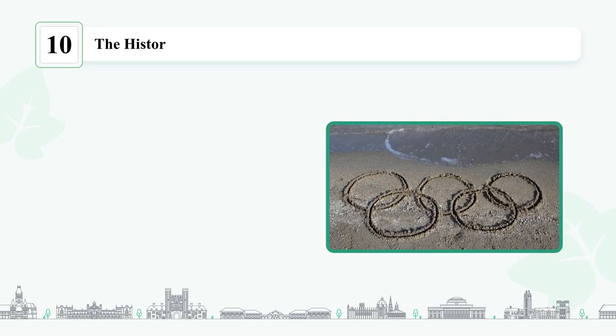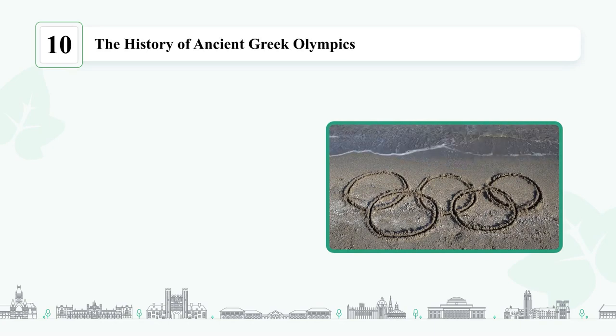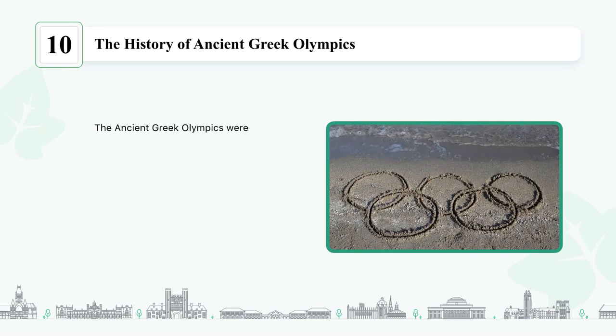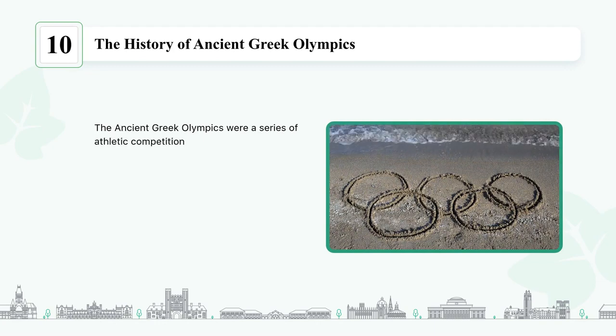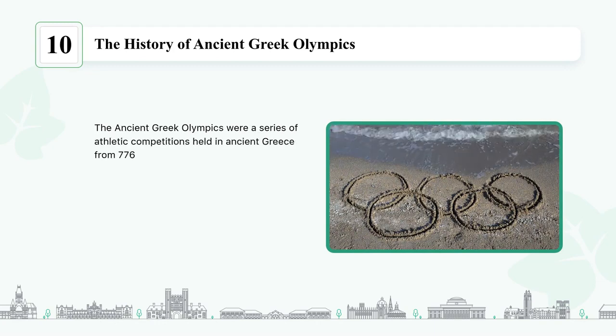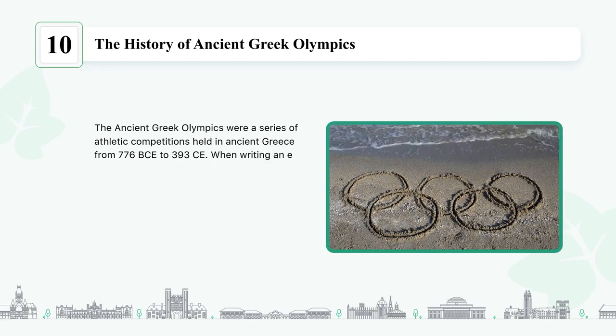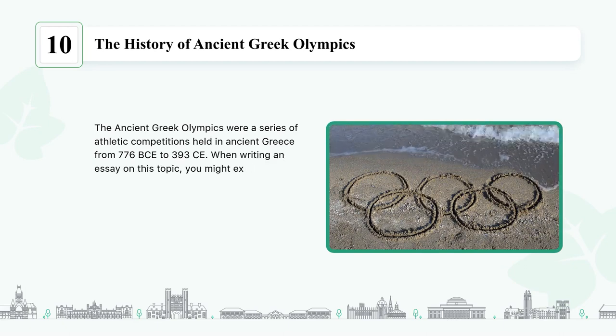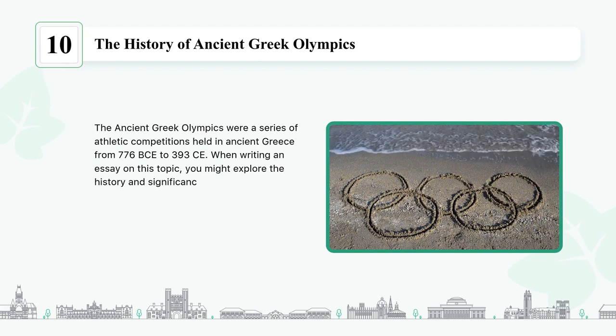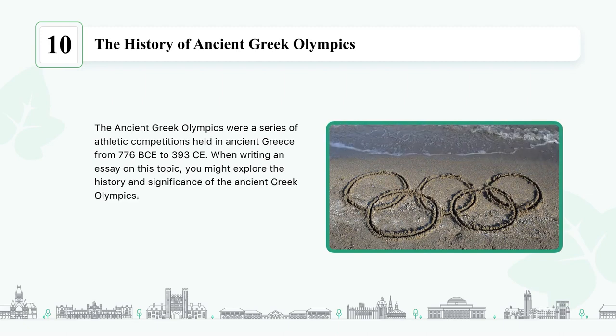The history of ancient Greek Olympics. The ancient Greek Olympics were a series of athletic competitions held in ancient Greece from 776 BCE to 393 CE. When writing an essay on this topic, you might explore the history and significance of the ancient Greek Olympics.